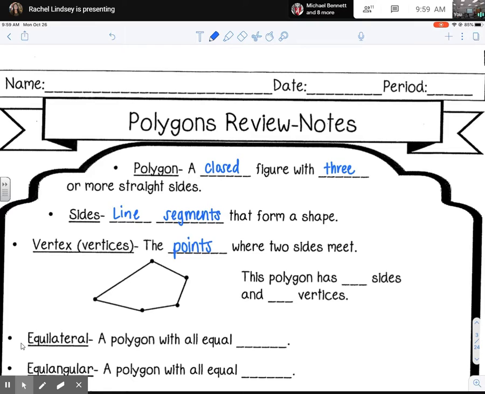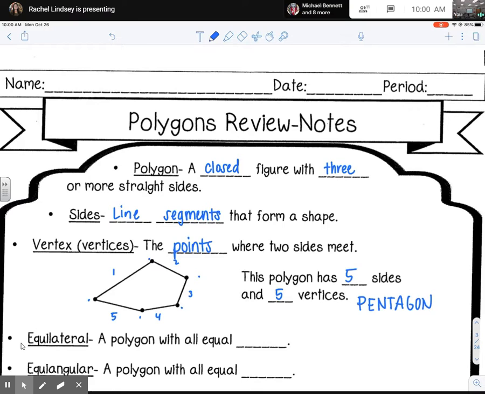So how many sides does this polygon have? 5. 1, 2, 3, 4, 5. So that polygon has 5 sides, and how many vertices does it have? 5. 1, 2, 3, 4, 5 vertices. So what's a shape called that has 5 sides? Pentagon. That would be a pentagon. Even though it doesn't look like a regular pentagon, it is a pentagon, because it's not regular. That's an irregular pentagon.